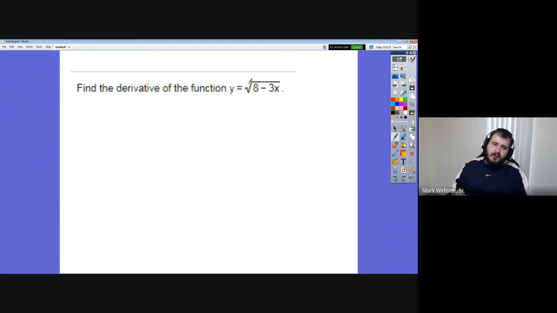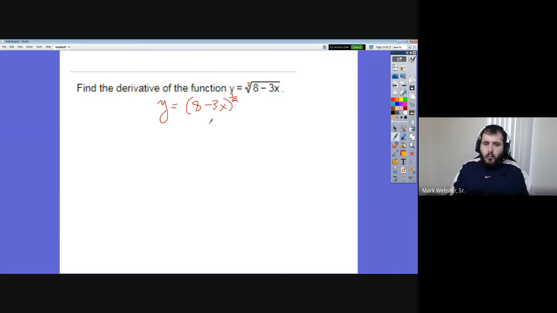I want to start pretty simple. The first thing I want you to do whenever you encounter a square root or a cube root or fourth root or whatever kind of root, rewrite it as an exponent because it'll make your life so much easier. A square root, remember the index here is a 2, so this is to the 1 over 2, right?